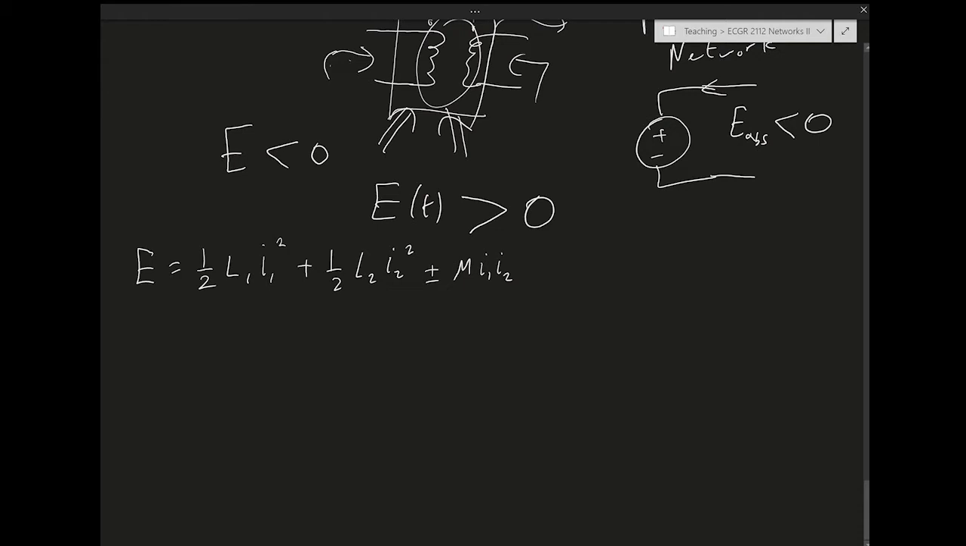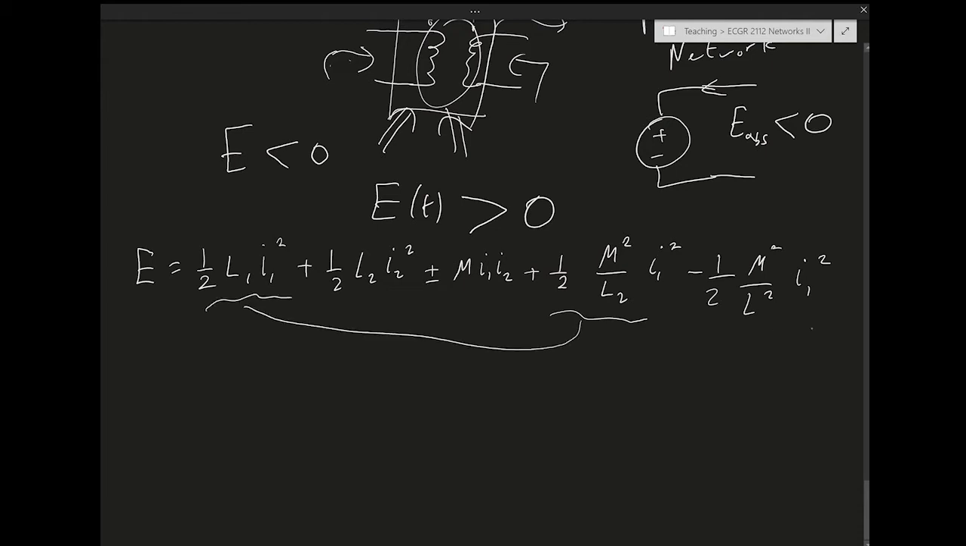Now I'm going to add some stuff here. I'm going to add plus half M squared over L2 I1 squared, minus half M squared over L2 I1 squared. I did not change a thing, right? This is positive, negative, the same number, 0, right? So this minus this is 0. So I did not really change the expression, but this now allows me to couple terms together and collect terms together. So I can couple this with this, and I can couple this with this, right?